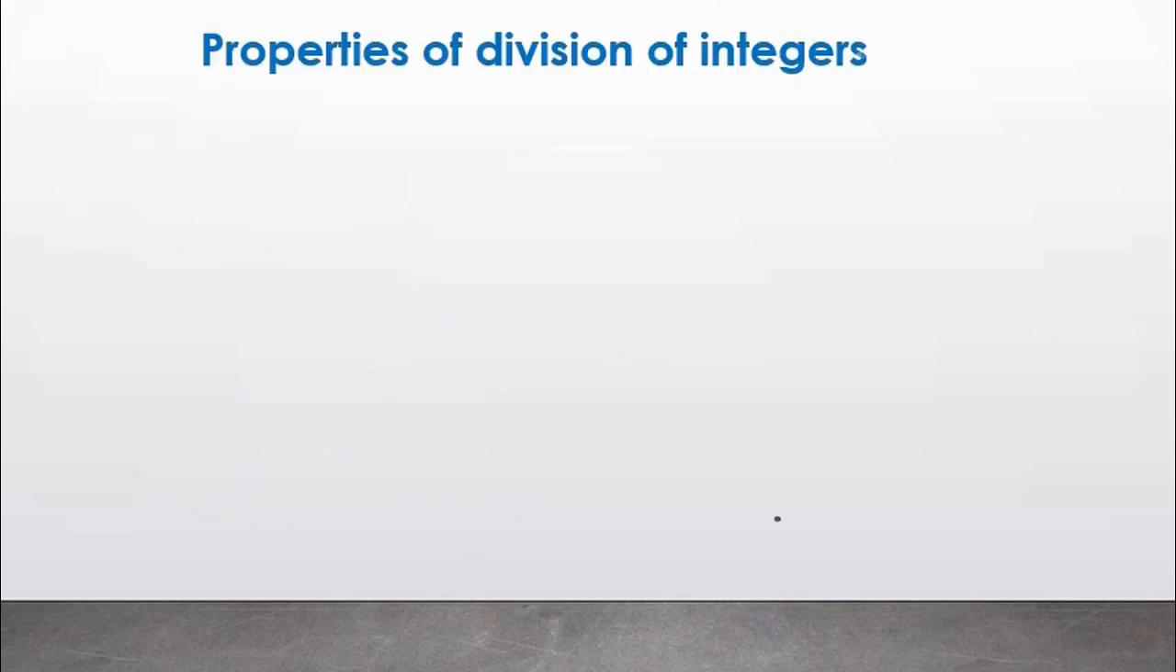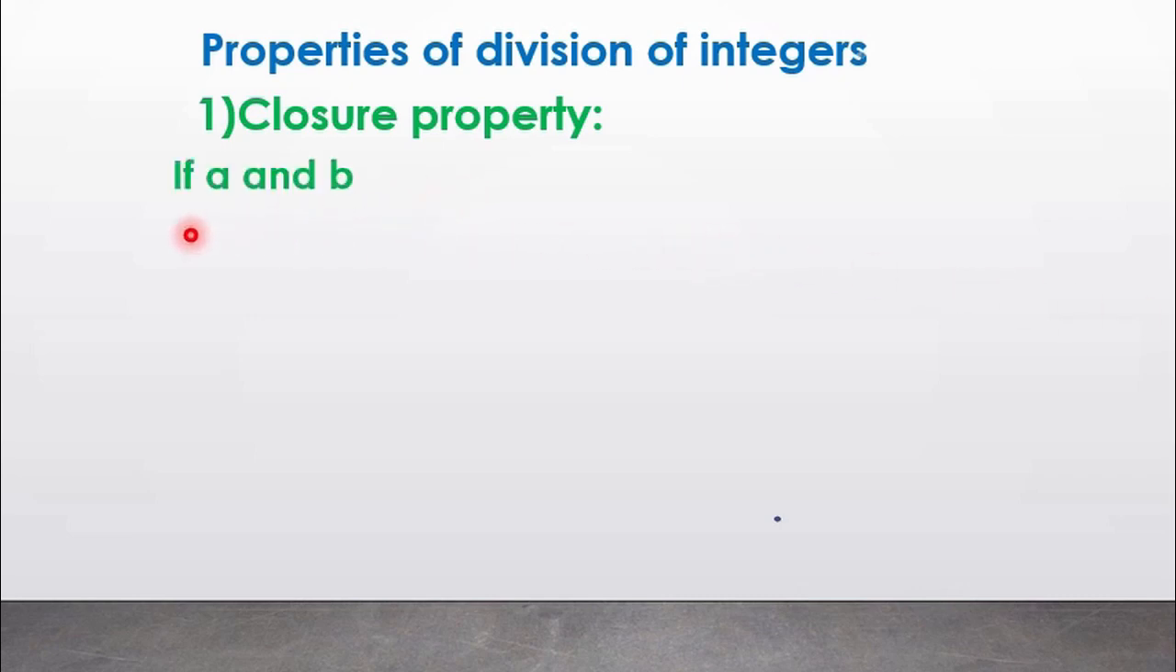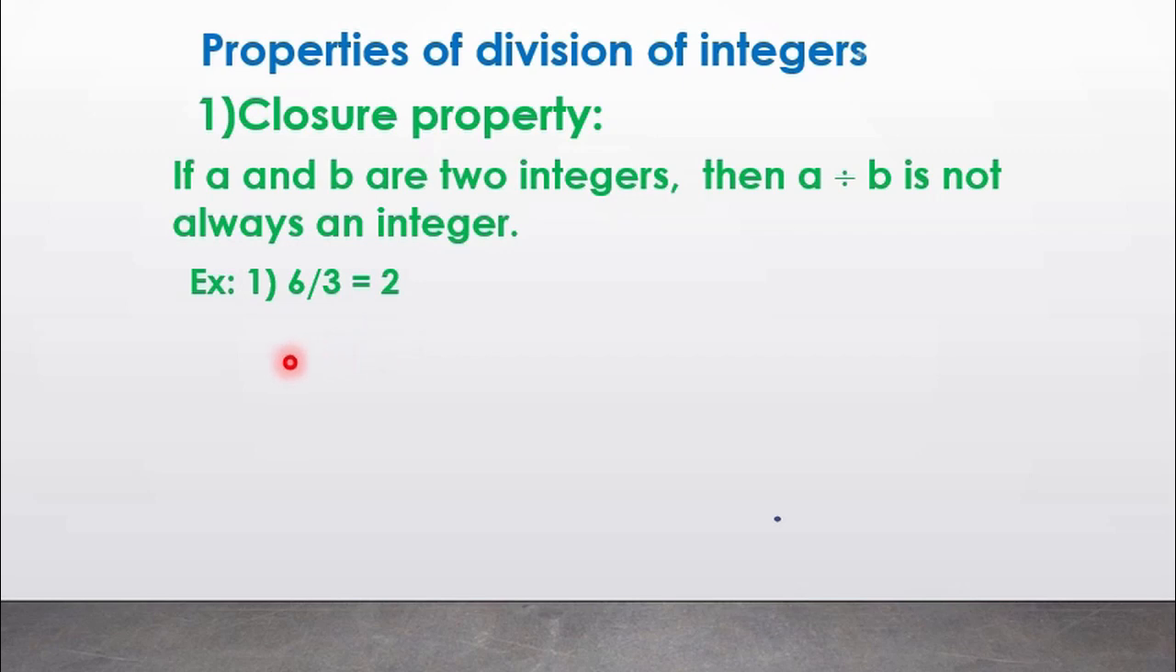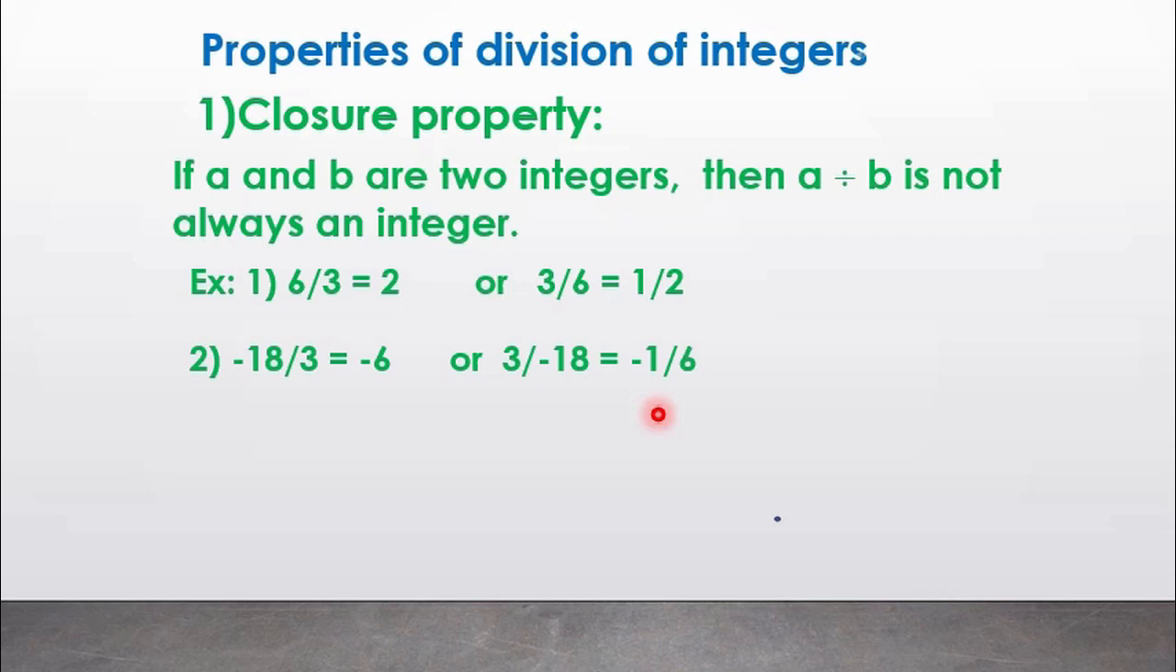Properties of division of integers. Closure property. If a and b are two integers, then a divided by b is not always an integer. For example, 6 divided by 3 is equal to 2, or 3 divided by 6 is equal to 1 by 2. Another example, minus 18 divided by 3 is equal to minus 6, or 3 divided by minus 18 is equal to minus 1 by 6.